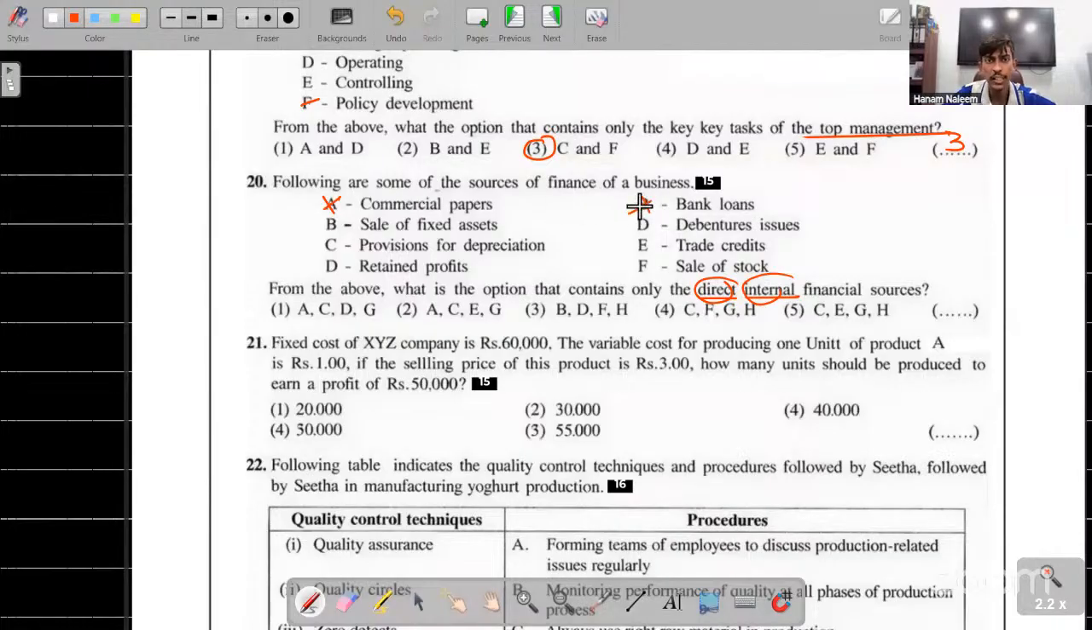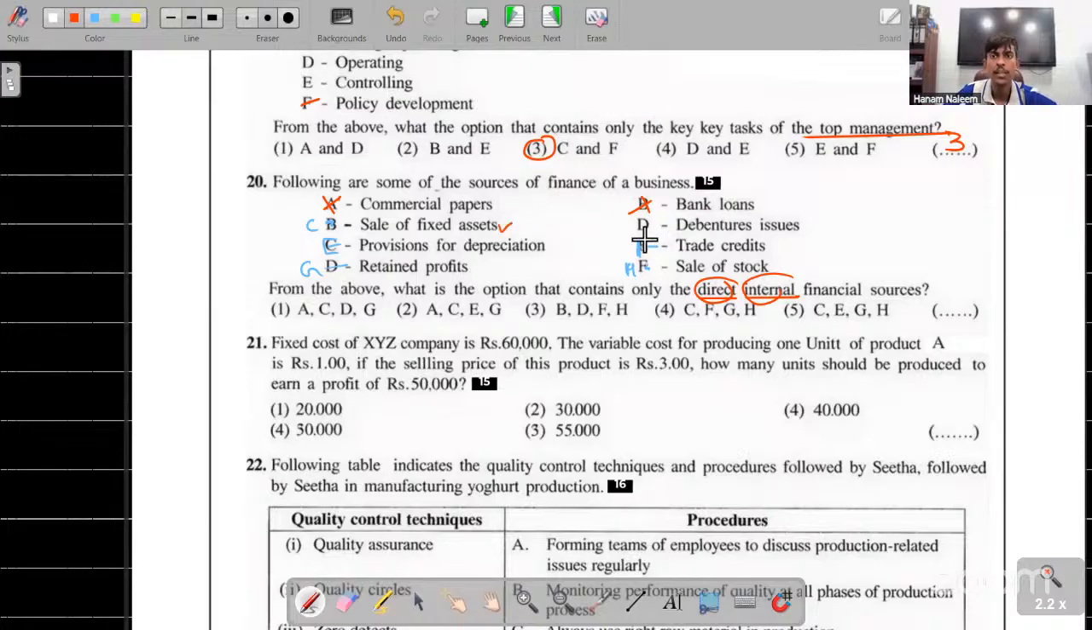Bank loan is also indirect. Sale of fixed asset, that is direct. So it should be C here. Wait a minute, I'll make the changes in the ordering. So it should be C, D, E, F, G, H. So sale of fixed asset, yes, that is direct.